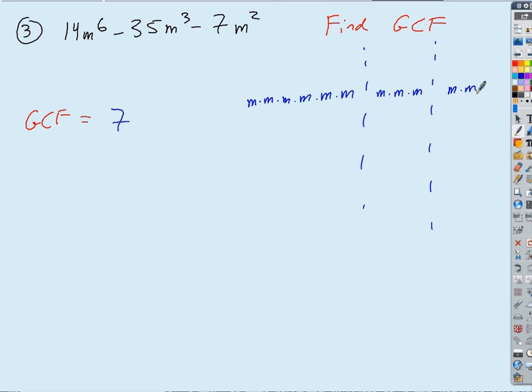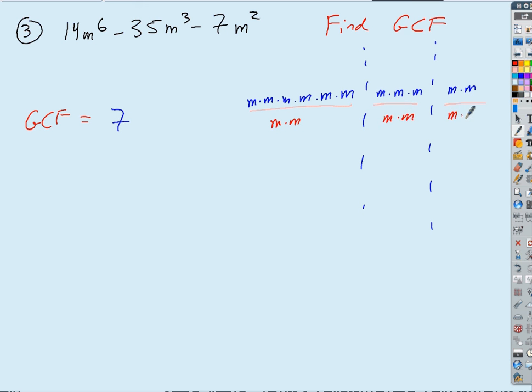Only 2, right? If I try to divide each of these by m times m times m, that's not going to work because I don't have an m to cancel with that on the top. Everybody agree? So in each case, I could do this, right? I could divide each of these through by m times m.